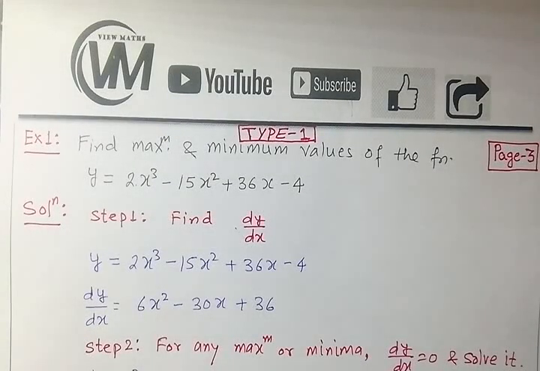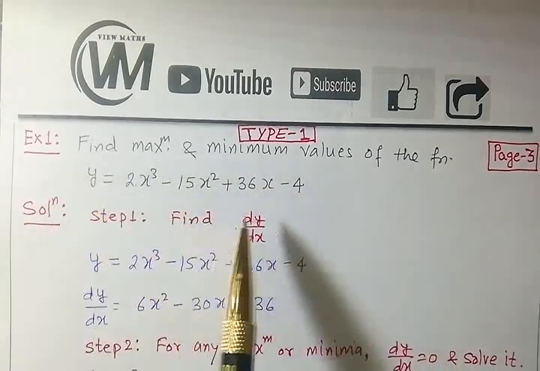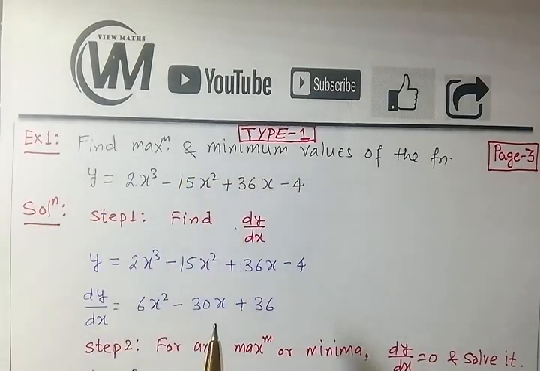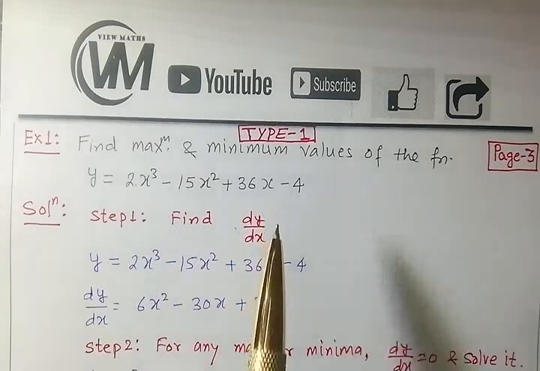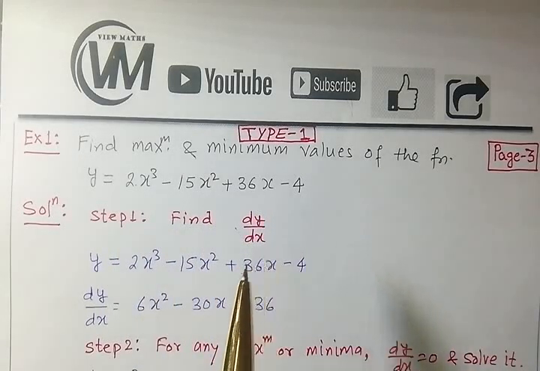Let us move to the problem of type 1. Example 1. Find the maximum and minimum value of the function y is equal to 2x cube minus 15x square plus 36x minus 4. The problem is given here. Now you can see that this function is already given in the problem. So this is a problem of type 1, where the function is already given. So no need to construct it because it's already given. Let us apply the steps and calculate it.